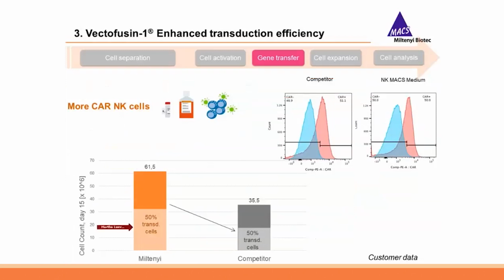So the combination of VectorFusin or MaxMedia and our cytokines can give you 2 times the amount of CAR NK cells compared to other conventional methods. So make sure that you give it a try.